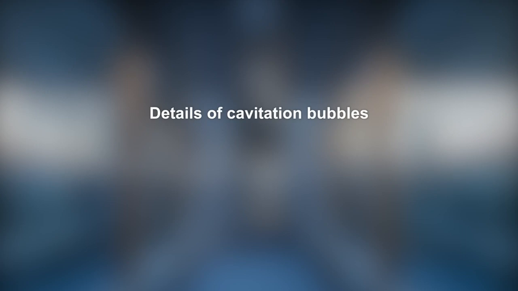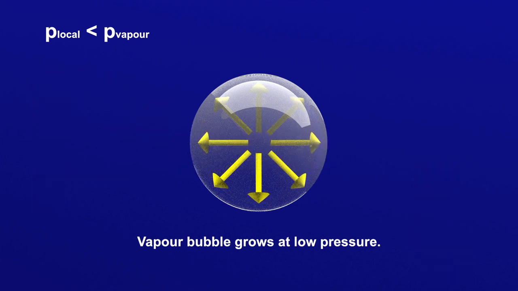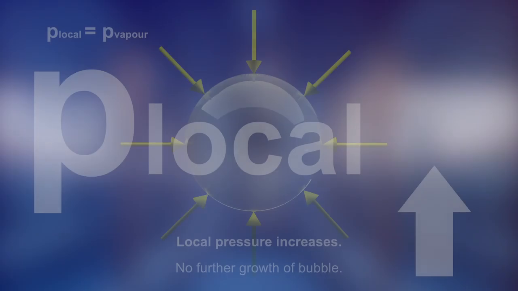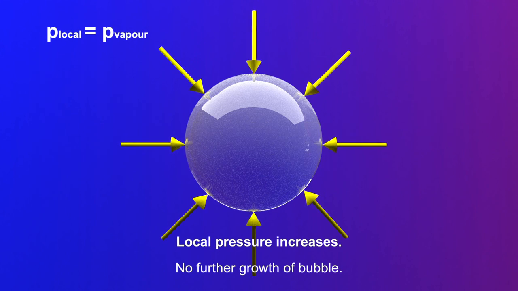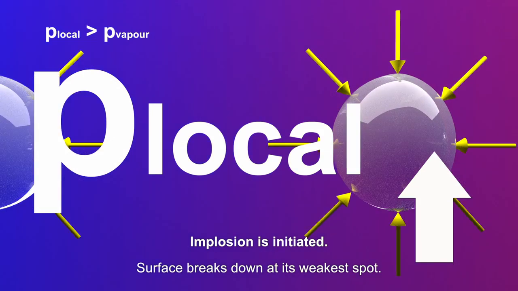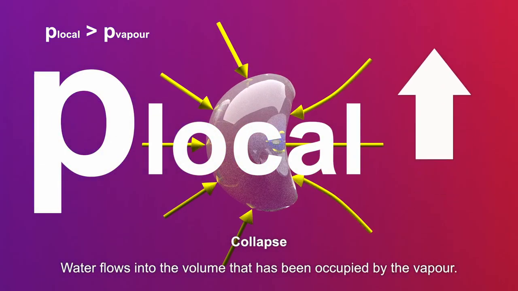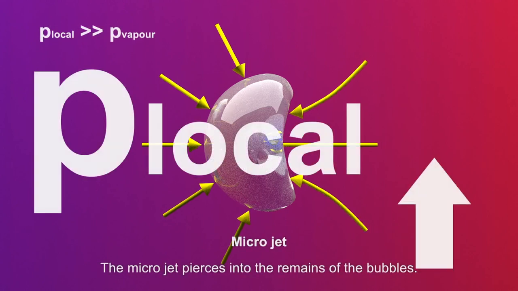Let's go through the whole process again. If the local pressure decreases below the vapor pressure, water evaporates. A cavitation bubble is forming, is growing larger, and is transported with the flow to a region with a higher pressure. The bubble stops growing. If a local pressure exceeds the vapor pressure, vapor condenses, starting from the bubble's wall. Its surface starts to break down at its weakest spot. A microjet forms and pierces into the bubble's opposite surface. The bubble is now collapsing.